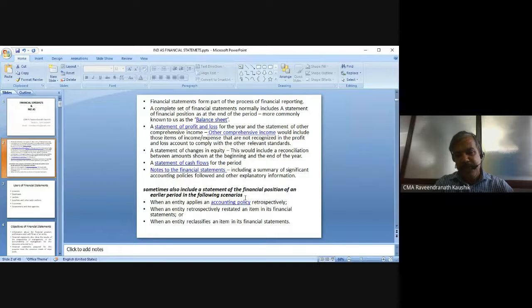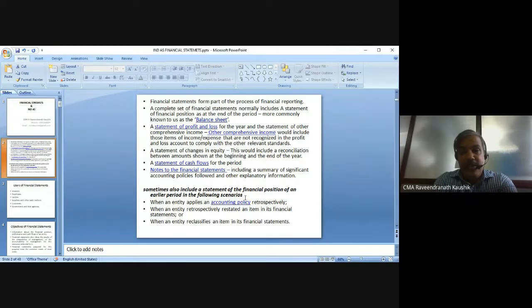And the statement also includes a statement of financial position of an earlier period in the following scenarios. One is when an entity applies an accounting policy retrospectively. So many times some issues crop up, and the court gives a verdict that retrospectively you need to make changes in your books of account, or the auditors recommend changing the accounting policy retrospectively in order to give effect to the transaction over a period of time. Then it becomes important that the impact of the retrospective changes is also brought into your financial statement.